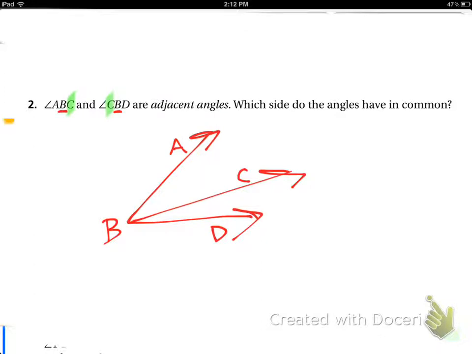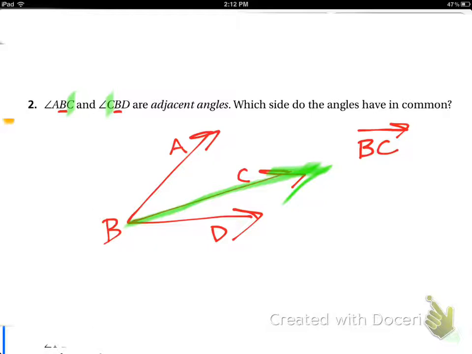And so the common side will be this ray BC, because it is both a part of angle ABC and it is a part of angle DBC. So your final answer you would want to put is ray BC is the common side.